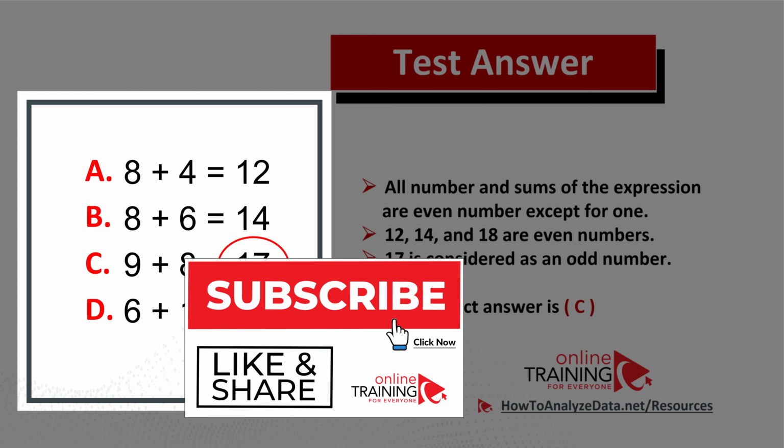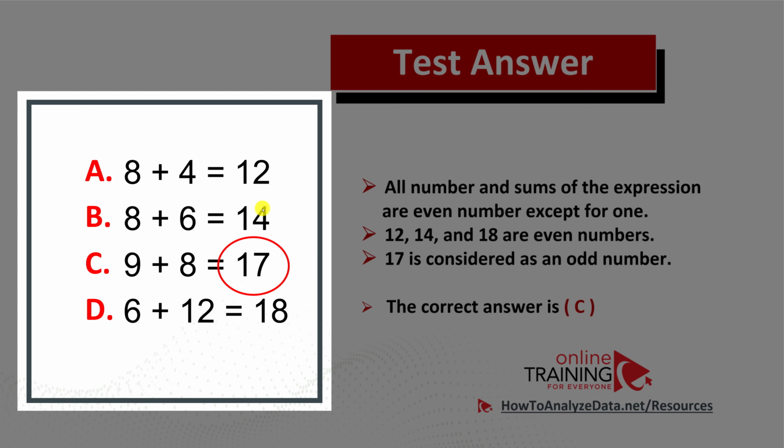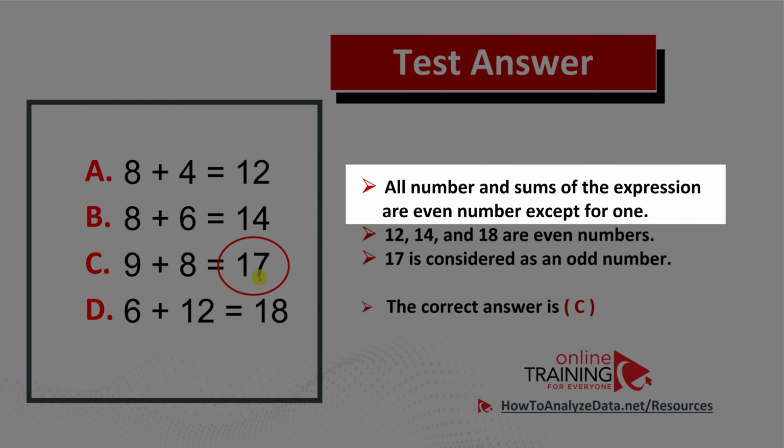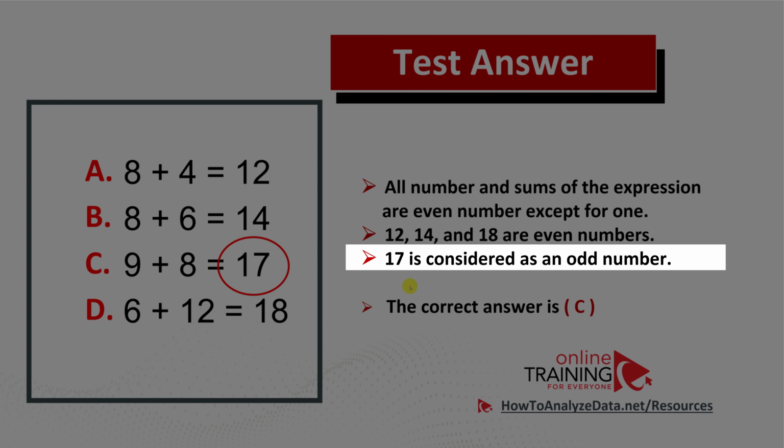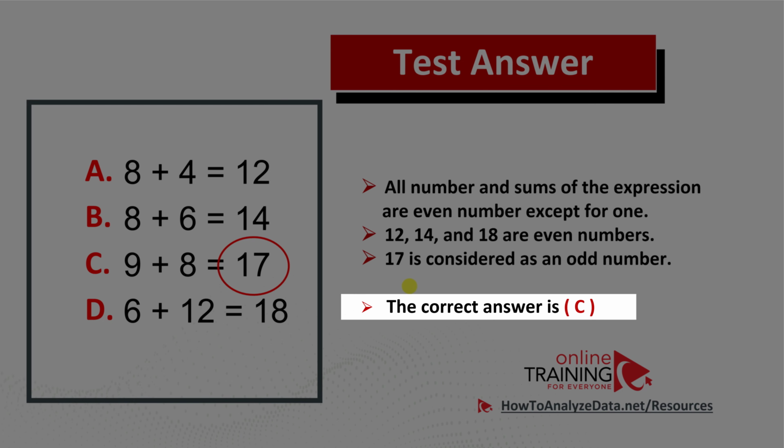And if you look at the answers, you can also figure it out by just looking at the answer. The answers are 12, 14, and 18 for solutions A, B, and D. And for C, the answer is 17. So let's recap. All numbers and sums of the expressions are even numbers with the exception of 1. 12, 14, and 18 are even numbers, but 17 is the odd number. So the correct answer here is choice C, 17.